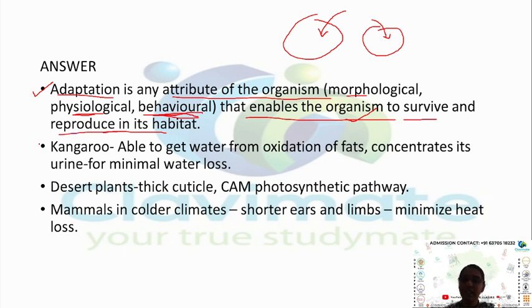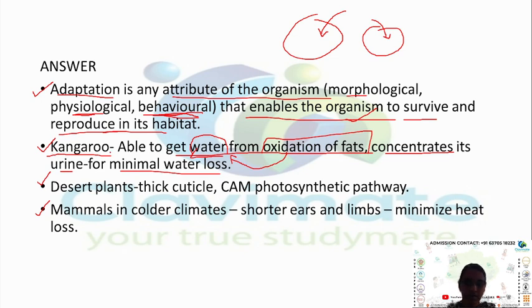The next part of the question is give 3 examples. So we have 3 examples. There are a lot more you can also indicate. The first example is kangaroo. Kangaroo lives in hot climates, and the adaptation they have is they get water from oxidation of fats. So by oxidation of fats, the byproduct is water. So they are able to utilize this water for their water needs. Okay, and it also concentrates urine for minimal water loss. That's the adaptation kangaroo has.